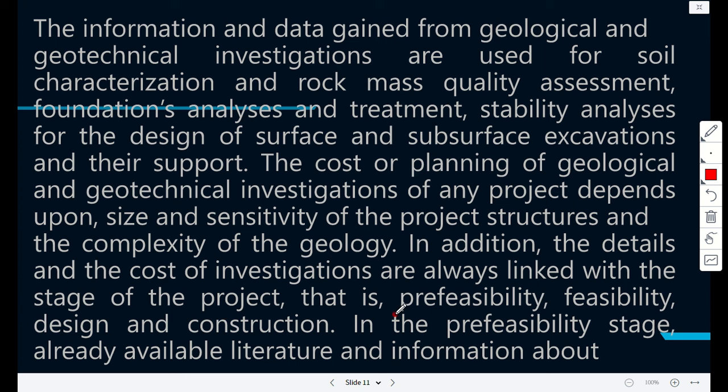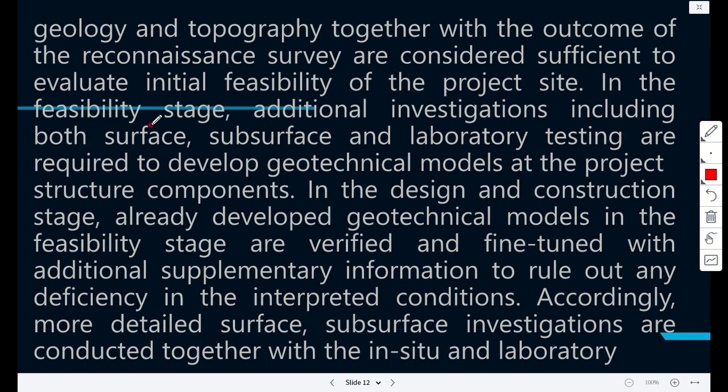That is pre-feasibility, feasibility, design, and construction. In the pre-feasibility stage, already available literature and information about the geology and topography, together with the outcome of the reconnaissance survey, are considered sufficient to evaluate the initial feasibility of the project site.